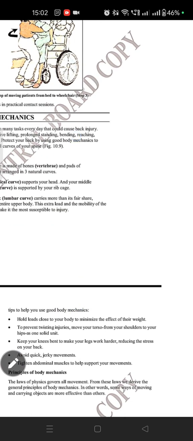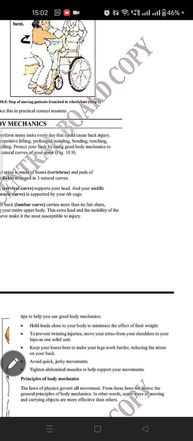Then we minimize weight or minimize load, and we prevent twisting, shearing or distortion. Then for work practice, quick jerk movements and such movements we should avoid.